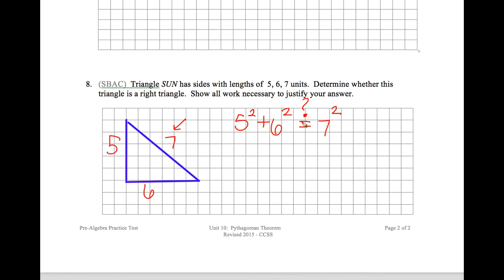Now, what you might have noticed on your lesson video is they left out the equal sign, and that's just because we didn't know if it was equal. You can't just put a plain old equal there because we don't know right now. I'm not sure. So I'm not going to say, oh yeah, that's definitely equal. That's why I put a question mark here. It's up to you. You could leave it blank and just put a question mark in between. So 25 plus 36 might equal 49.